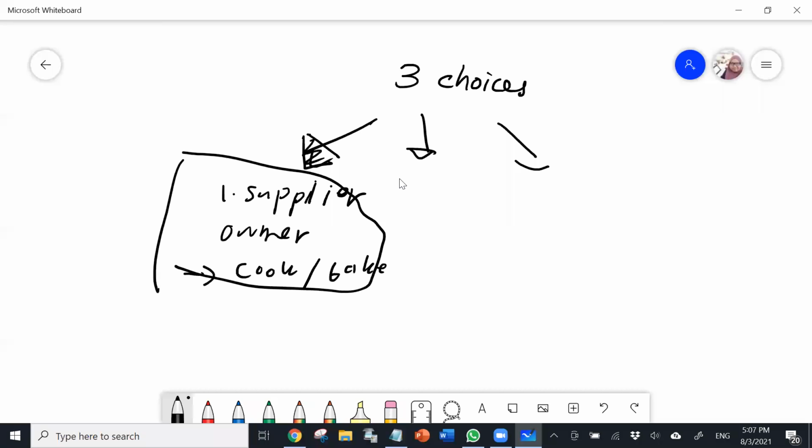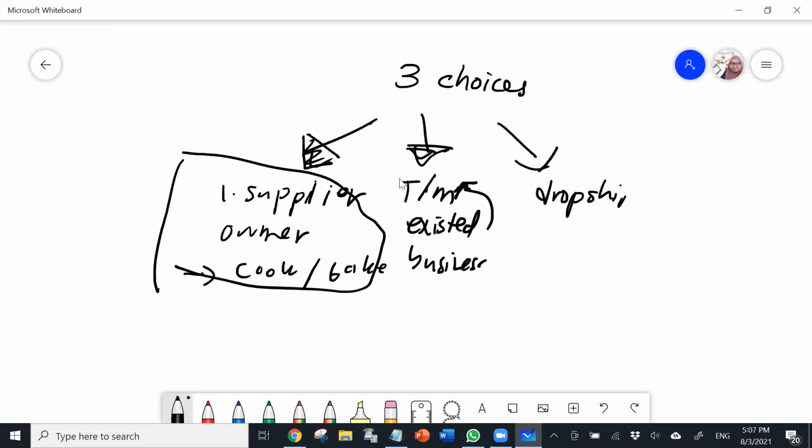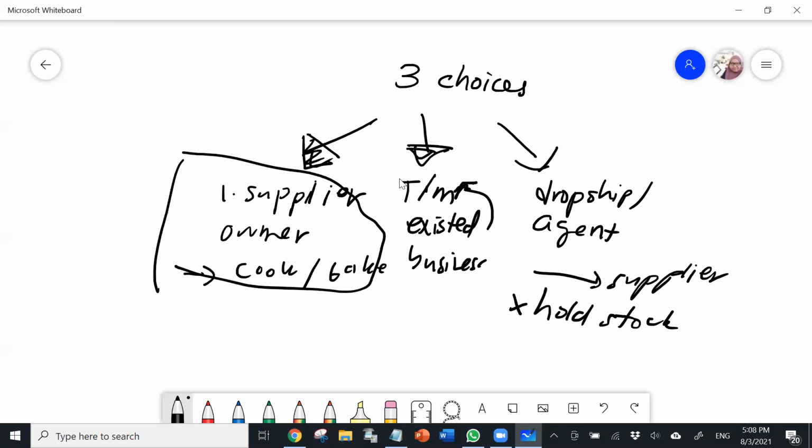The other one, you have a team member that already has an existing business. So you just follow this team member and help them in terms of sales and so on. The third choice is drop shipping, meaning you become an agent of a product. You have a supplier that supplies to you, whether you hold your stocks or not is up to you. So basically we have 3 choices.